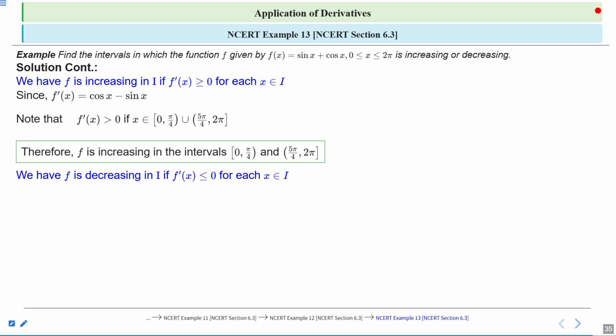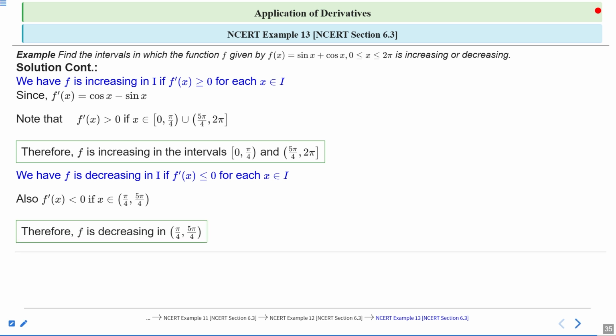We have seen for increasing. Now let us see for decreasing. So for decreasing, f dash x should be less than or equal to 0, right? Also, f dash x is less than 0 if x belongs to pi by 4 to 5 pi by 4, right? Therefore, f is decreasing in pi by 4 to 5 pi by 4, okay?